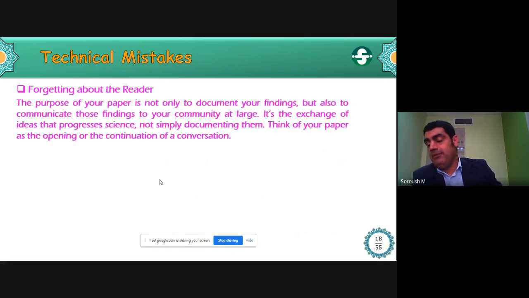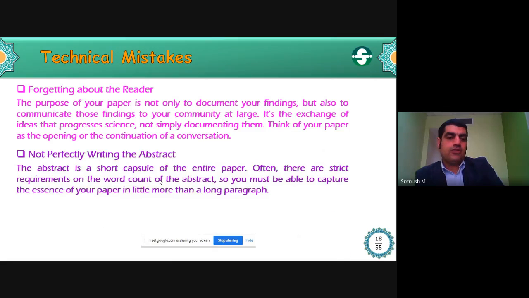On the other hand, if the paper is written for ourselves, for example, let's say I am interested in results, and I would like to collect a lot of results, a lot of tests, and I may write a paper based on the results, and little attention would be paid regarding the methodology, and this is the place where I say that we may forget about the reader, and also not perfectly write the abstract.